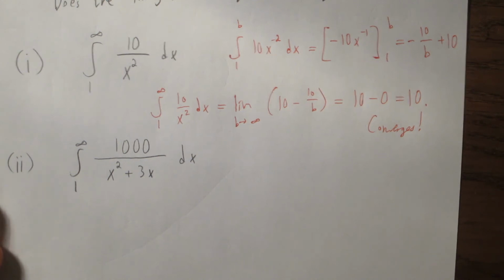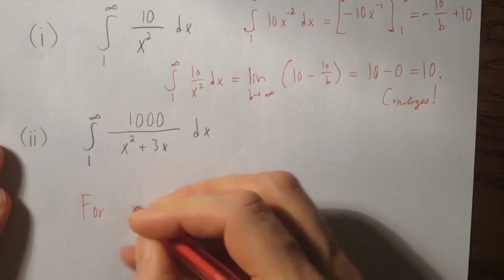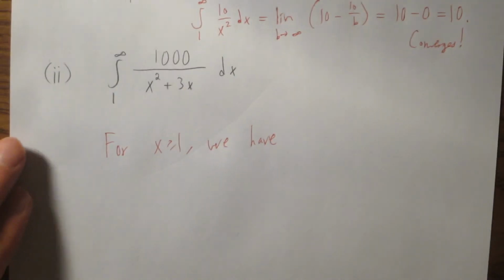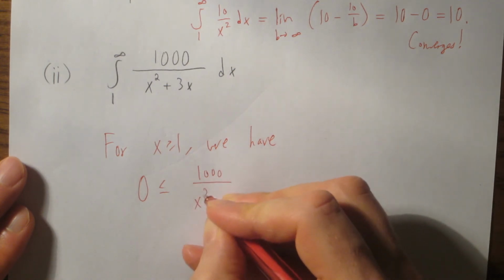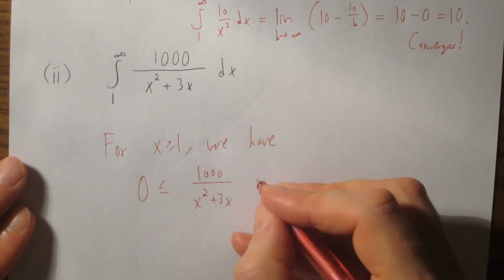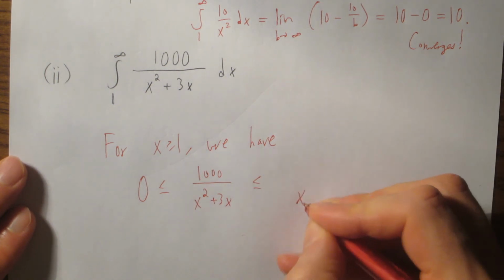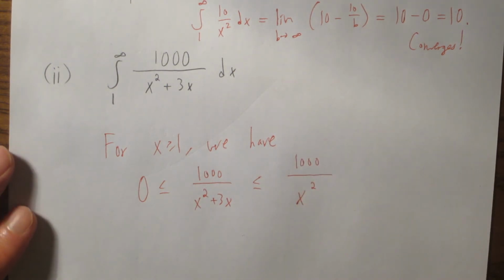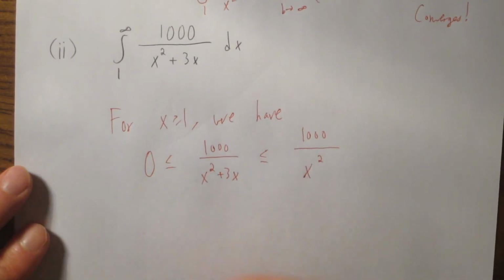There's a much simpler way, and that's the sandwich argument. So you need a bottom and a top, so we sandwich our function, the integrand. So 0 is going to be the bottom. The 1000 is just a number, so who cares? This works because x squared plus 3x is bigger than x squared in the interval of integration.